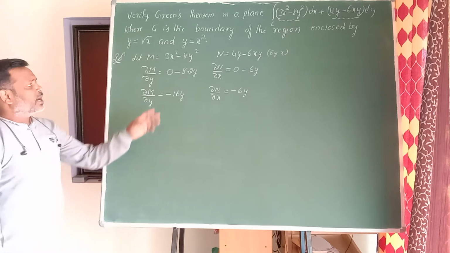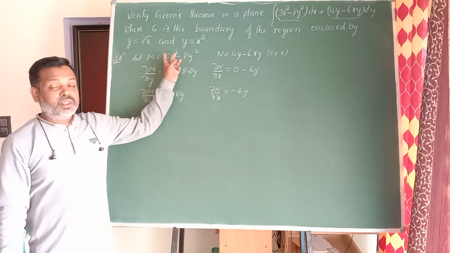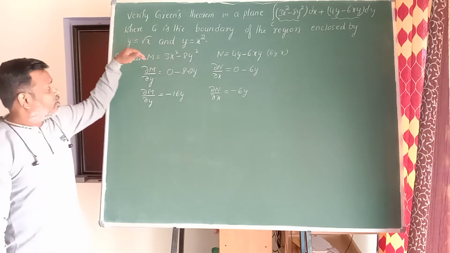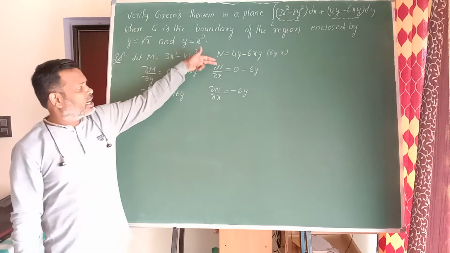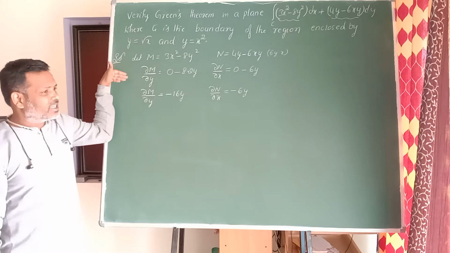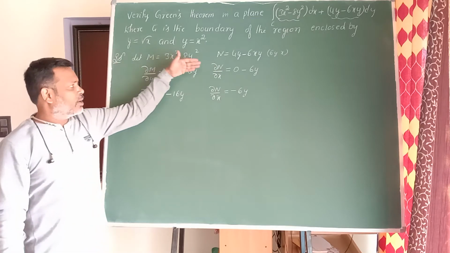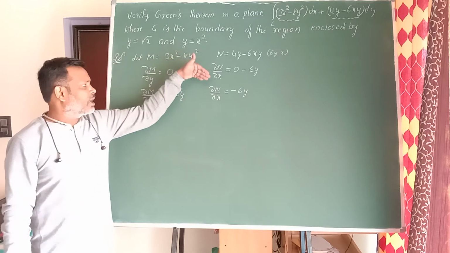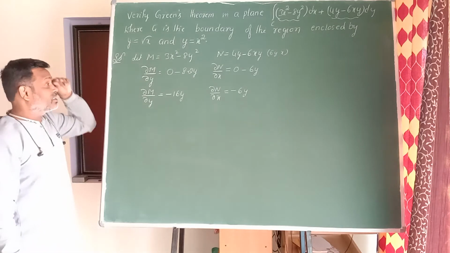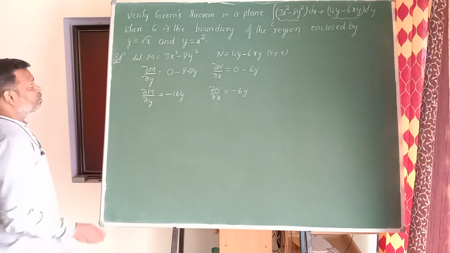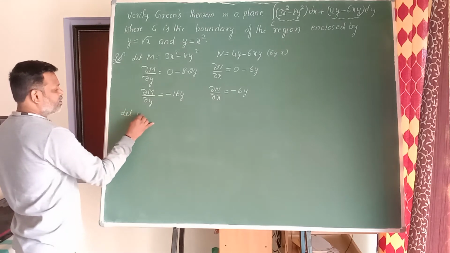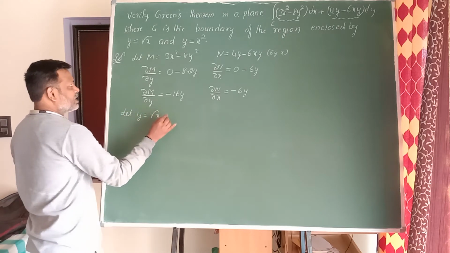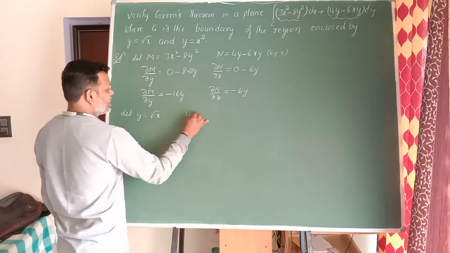First we identify the first function m and the second function n, then the partial derivative of m with respect to y and the partial derivative of n with respect to x. After getting this, consider the boundary conditions here. What are the boundary conditions? Let me consider y is equal to root x. Another condition is y is equal to x square.